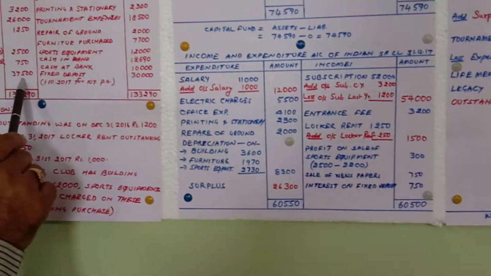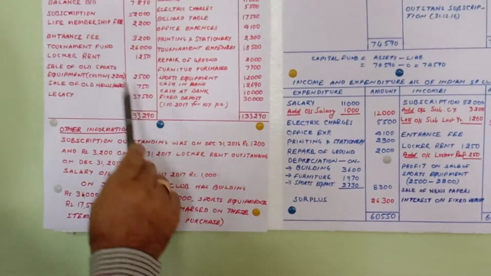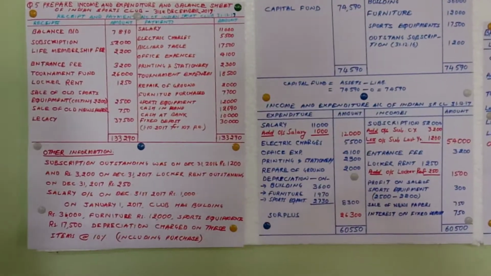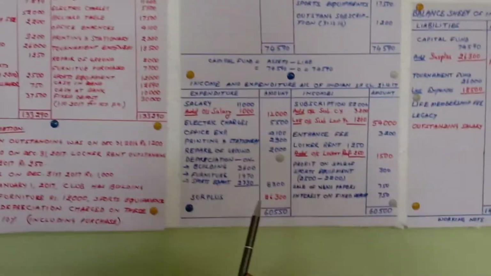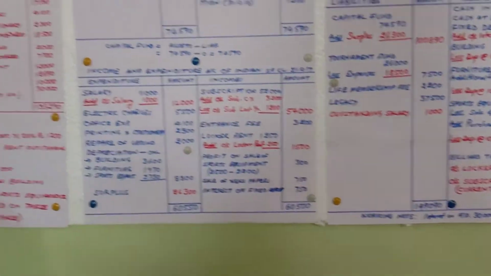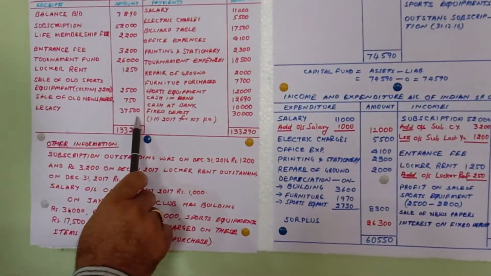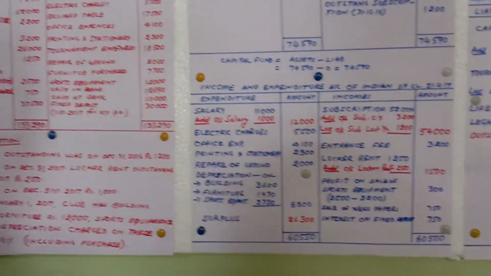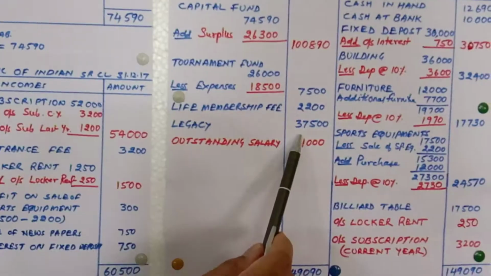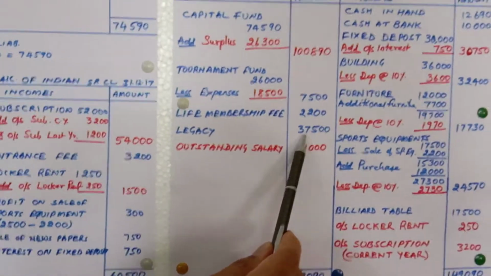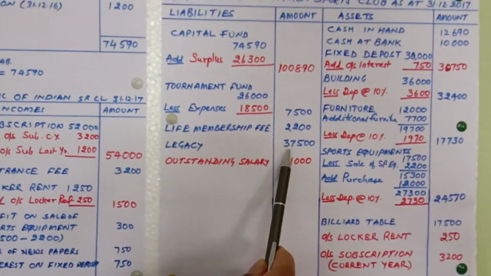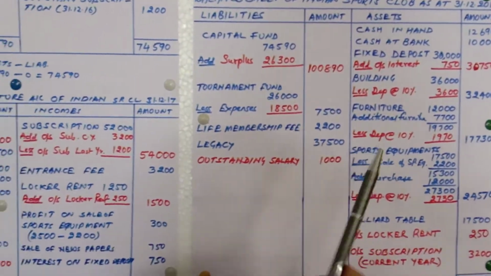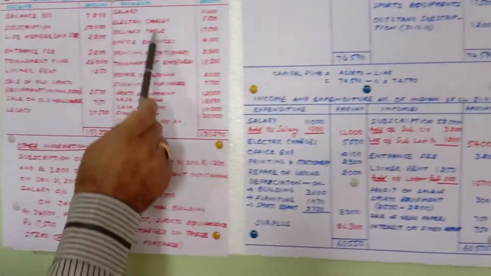Then legacy is a capital item. So this capital item I have taken as legacy in the balance sheet. 33,700 and legacy. So the legacy is a capital item. So I have taken here 37,500. I think with this I have posted all these items.